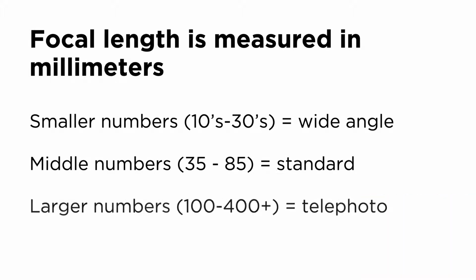And then we get to larger numbers, anything 100 to 400 plus. There are some 800 and 1200 millimeter lenses. They're, as you might imagine, crazy huge. They're basically telescopes and crazy expensive. That's called telephoto.